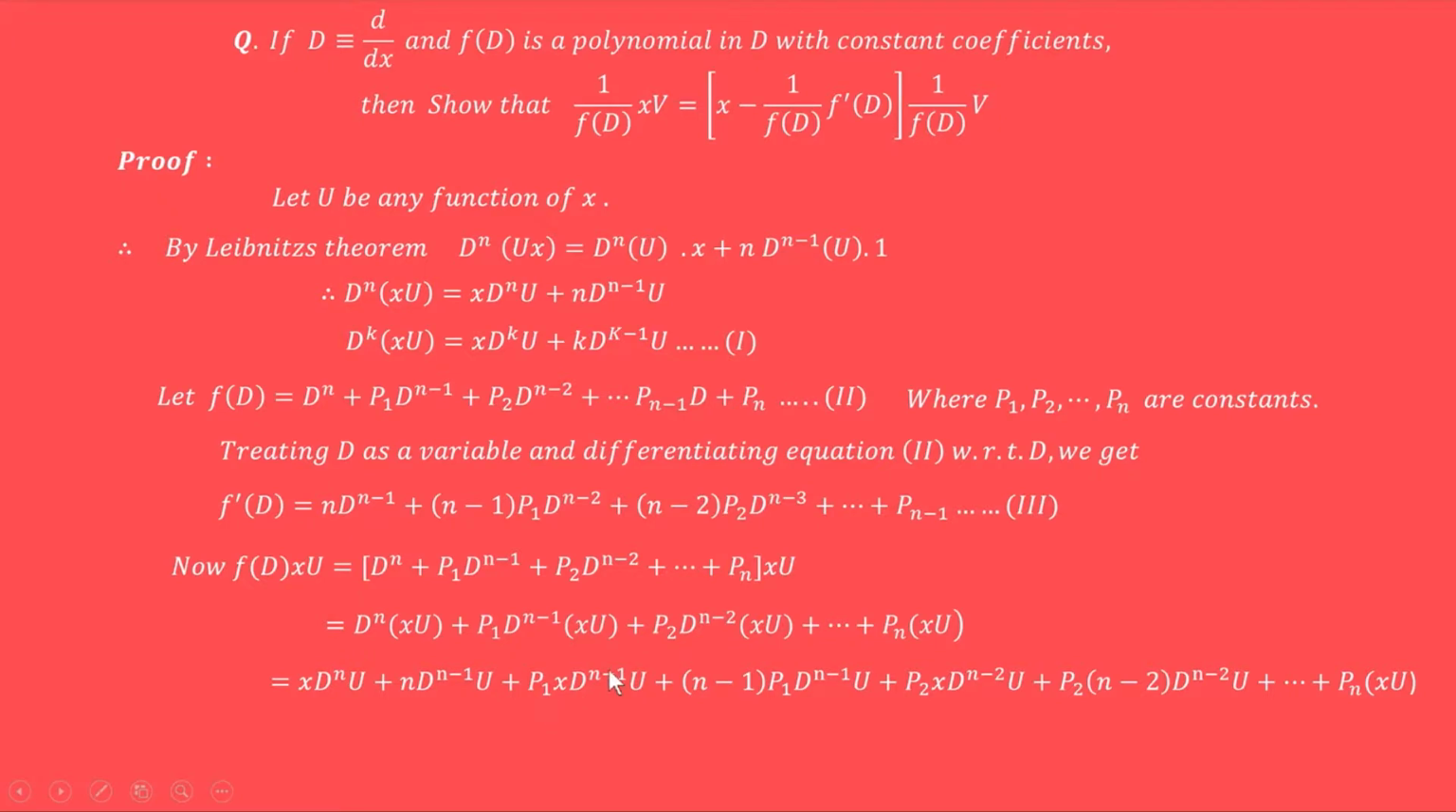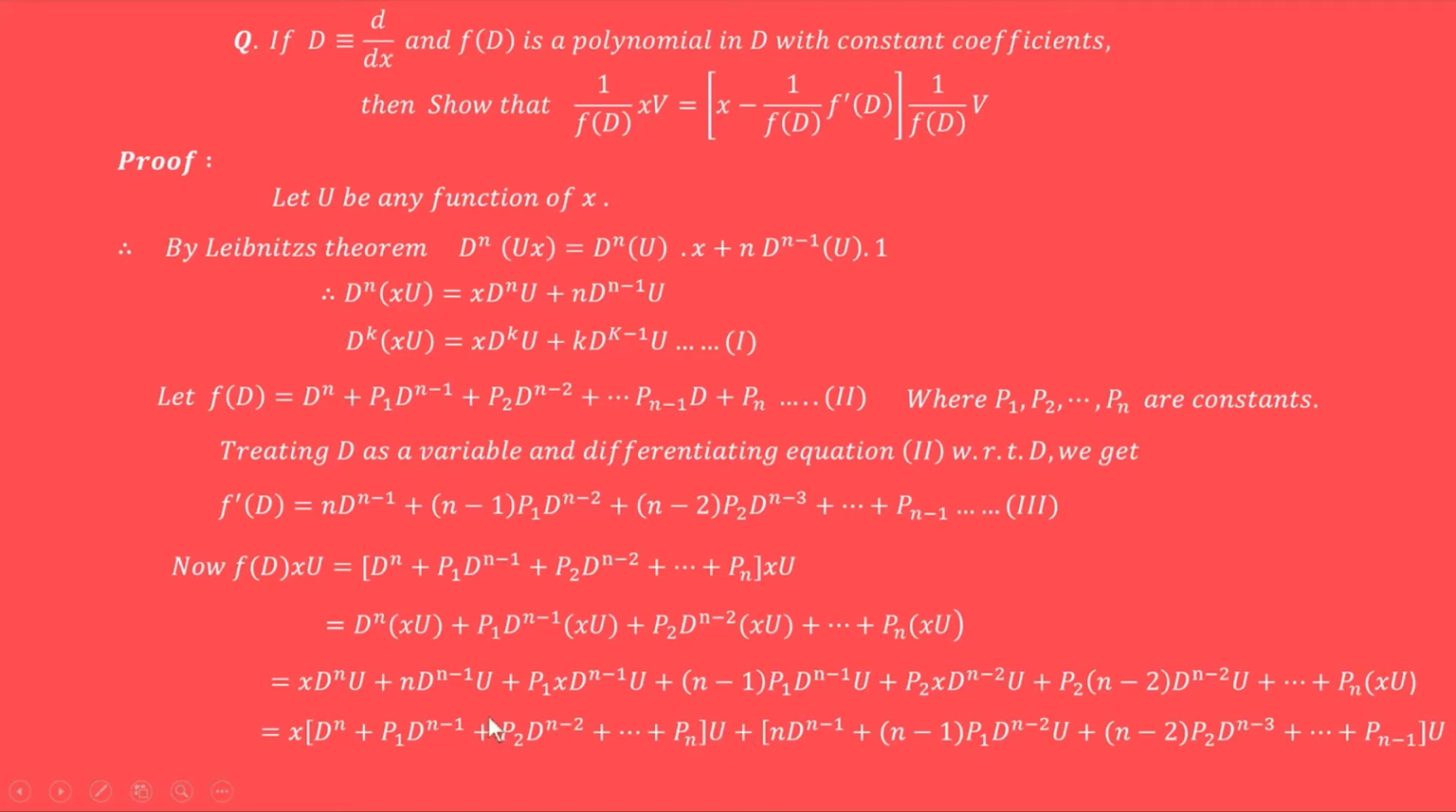First term, third term, fifth term, that is, the odd terms, contain x. So collect all those terms and take out that x as common. Take out u common on the right hand side and x common on the left hand side. In the first term, we get d raised to n. In the third term, we get p1 d raised to n minus 1. In the fifth term, we get p2 d raised to n minus 2. Continue like this. In the last term, we get pn, and that u outside.